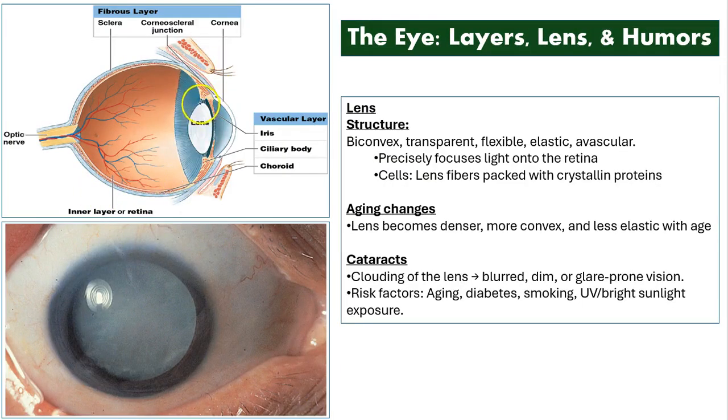Now let's talk about the lens itself. We've got our lens, we've got our iris, which you already know has smooth muscle. We have our pupil here, we have our cornea here, we have our aqueous chamber, which is going to have our aqueous humor there, all those details. Now, what is the lens? The lens is a transparent, flexible structure that's going to focus light onto the retina.